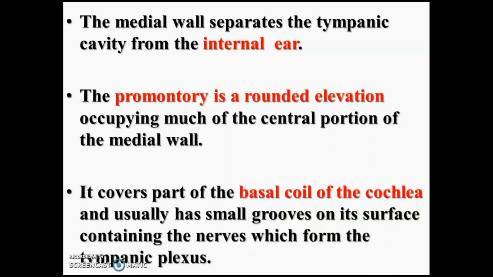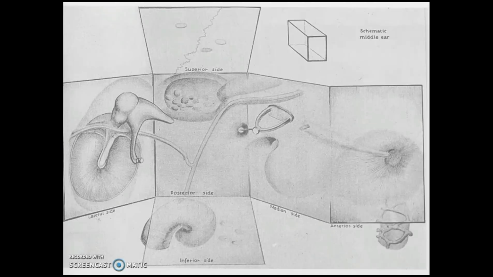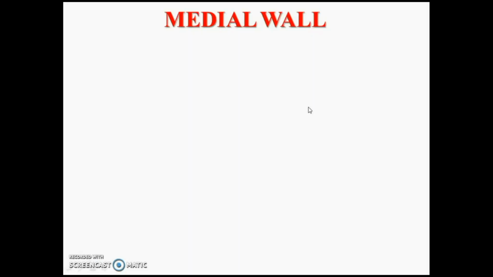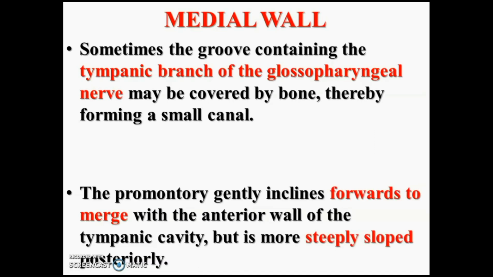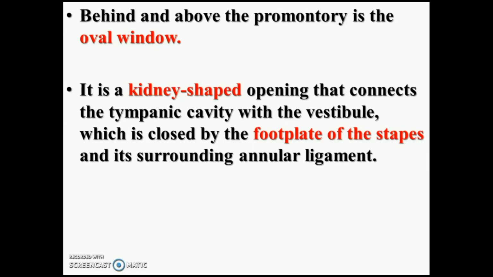The promontory is a rounded elevation formed by the basal turn of the cochlea and usually has grooves because of the nerves over it. That is the promontory there. So the sinus tympani lies behind the promontory and medial to the facial nerve. The tympanic branch of the glossopharyngeal nerve may come via a canal and form the tympanic plexus over the promontory.